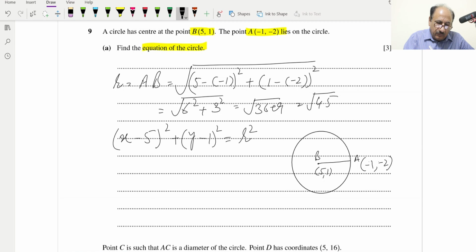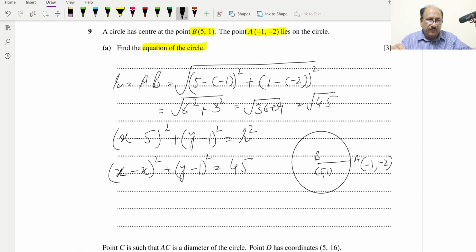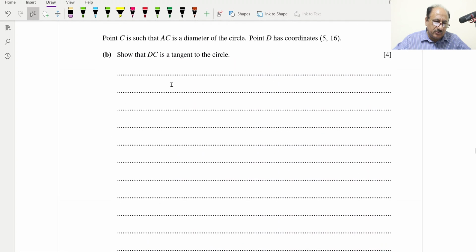We can simplify this further. We replace the r squared value: (x minus 5) squared plus (y minus 1) squared is equal to root 45 squared, which is equal to 45. This is the equation of the circle which we were supposed to find.